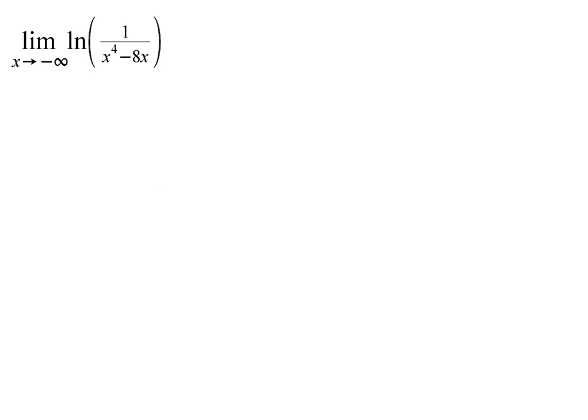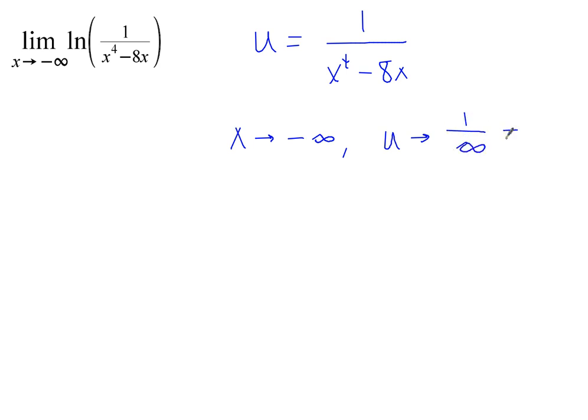We'll use a similar process on this one. We're going to look at u equaling 1 over x to the 4th minus 8x. And as x approaches negative infinity, u begins to approach negative infinity to the 4th, which is dominating the negative 8x here, and negative infinity to the 4th is positive infinity. So this begins to approach 1 over positive infinity, or 0 from the positive side.